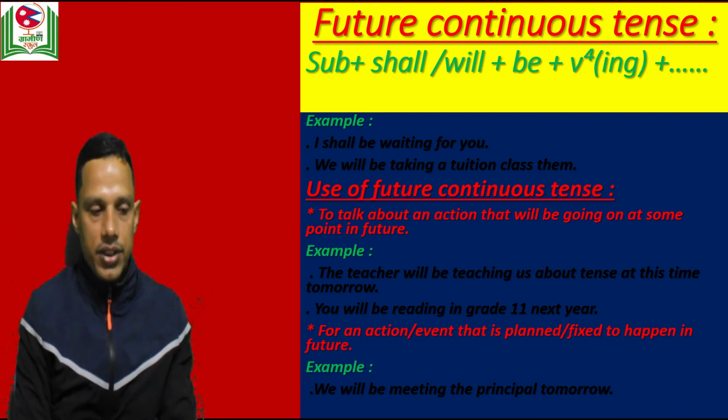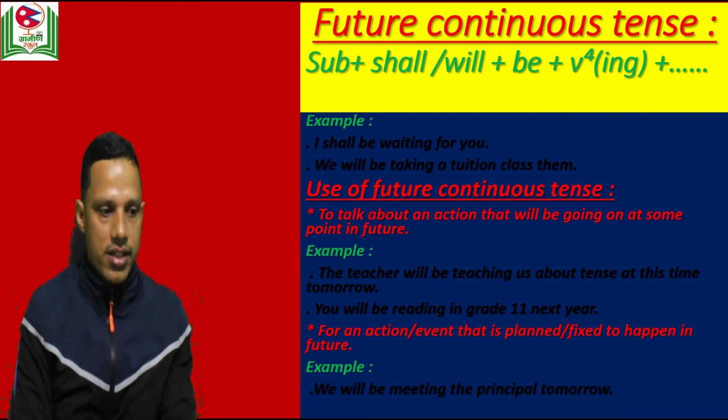I shall be waiting for you. Next example. We will be taking a tuition class then. In these sentences, you can see shall be waiting, will be taking. These verbs indicate future continuous tense, right?